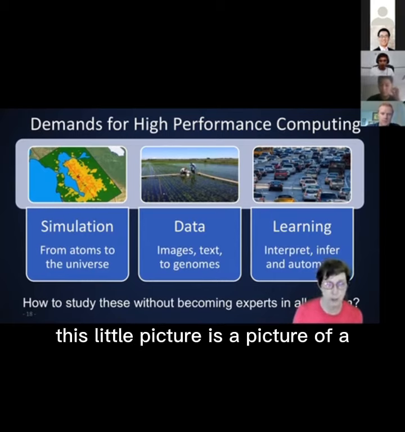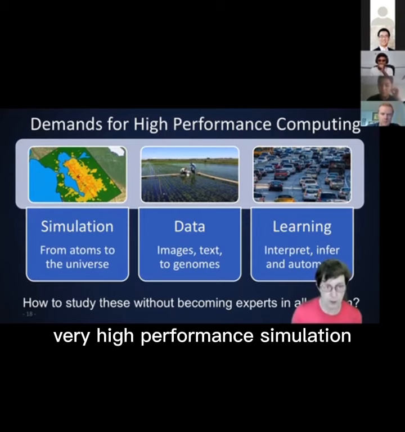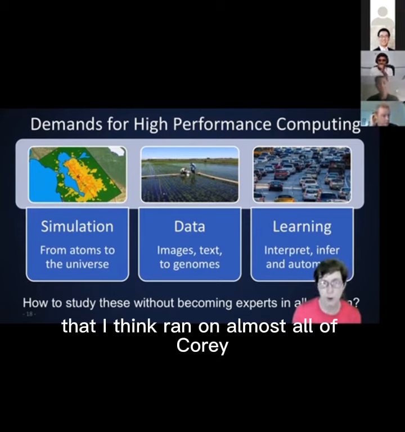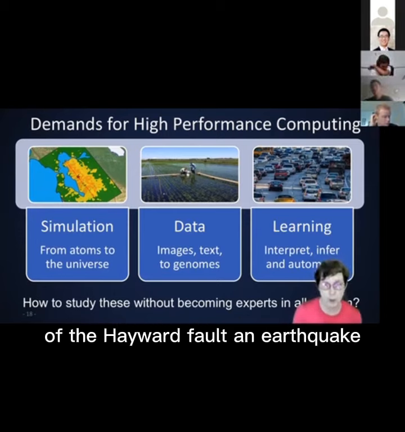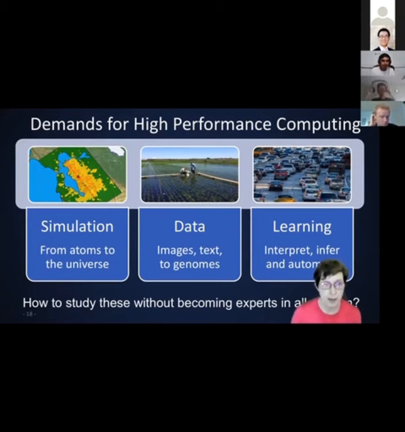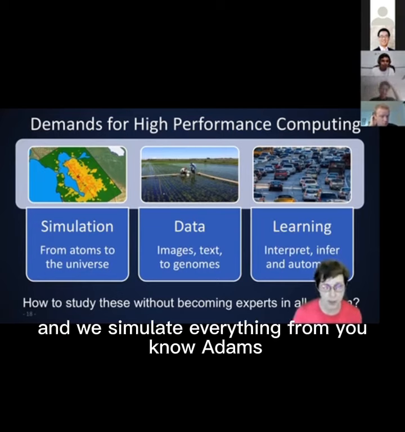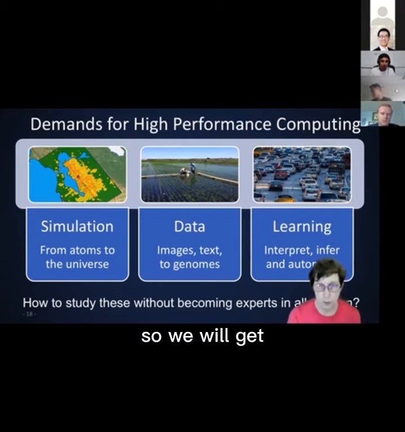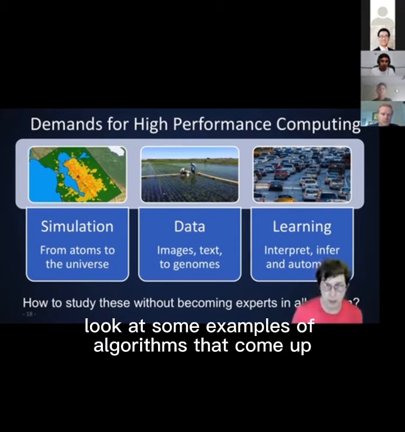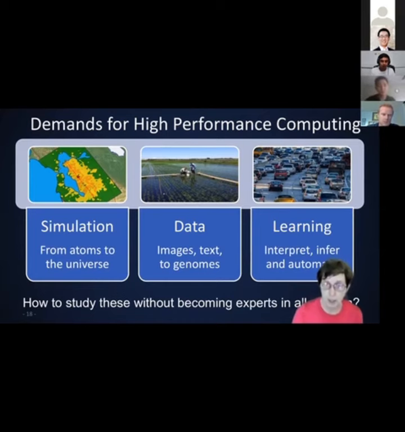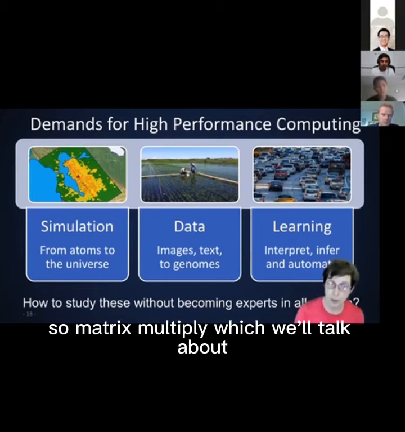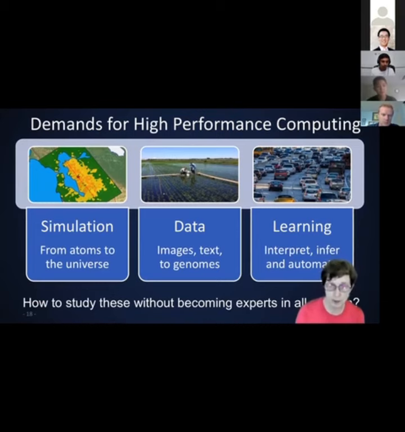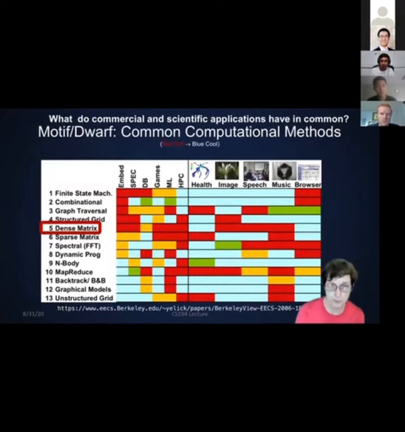This little picture is a picture of a very high performance simulation that I think ran on almost all of Cori, of the Hayward Fault, an earthquake simulation of the Hayward Fault. And we simulate everything from atoms to atomic scale characteristics to the universe. Data problems, so we will look at some examples of algorithms that come up in things like genomics and images, and we'll also look at machine learning. So matrix multiply, which we'll talk about later today, is especially important in deep learning in particular.